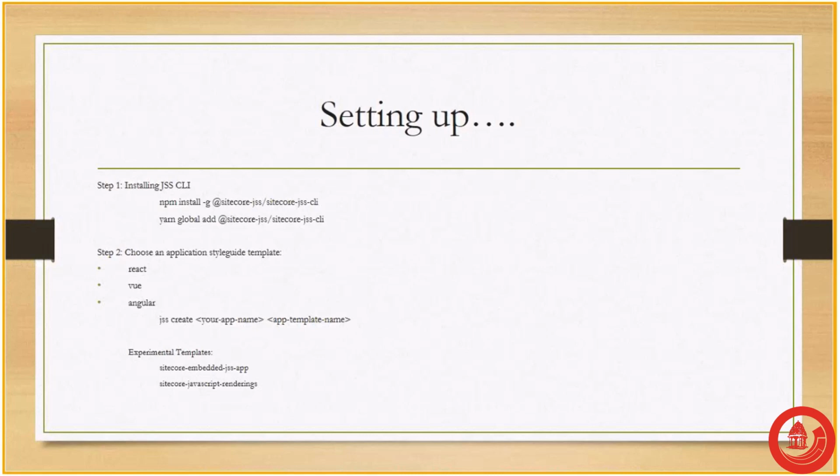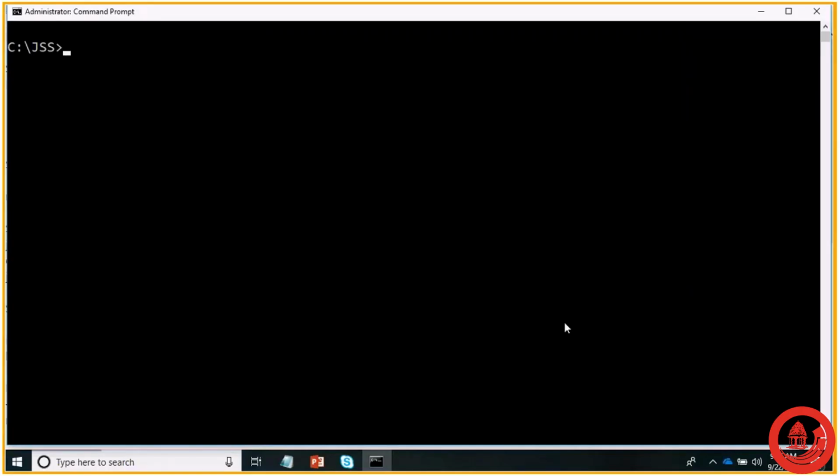Now in this, I'm going to demonstrate to you how to create a JSS app using the React template. Let us see now how to create that. I have opened a command prompt, and I'm going to install my first JSS app. So the first command that we need to use is npm install -g Sitecore JSS CLI to install the CLI in our global assembly cache. I have already done that on this machine. So once you run this command, you will get this installed in the global assembly cache.